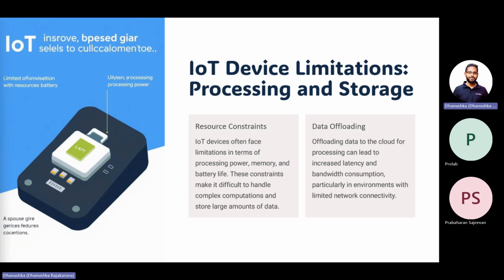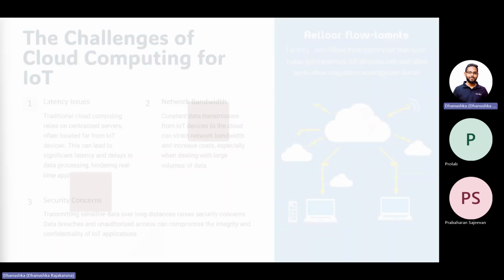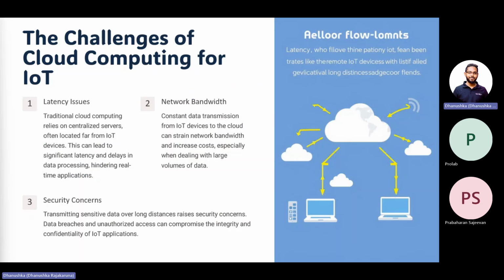So IoT device limitations in processing and storage can be effectively addressed through innovative strategies like data offloading, edge computing, and efficient resource management. These solutions are critical for ensuring IoT systems meet the demands of modern applications while optimizing performance and energy use. So next we will talk about the challenges of cloud computing for IoT.